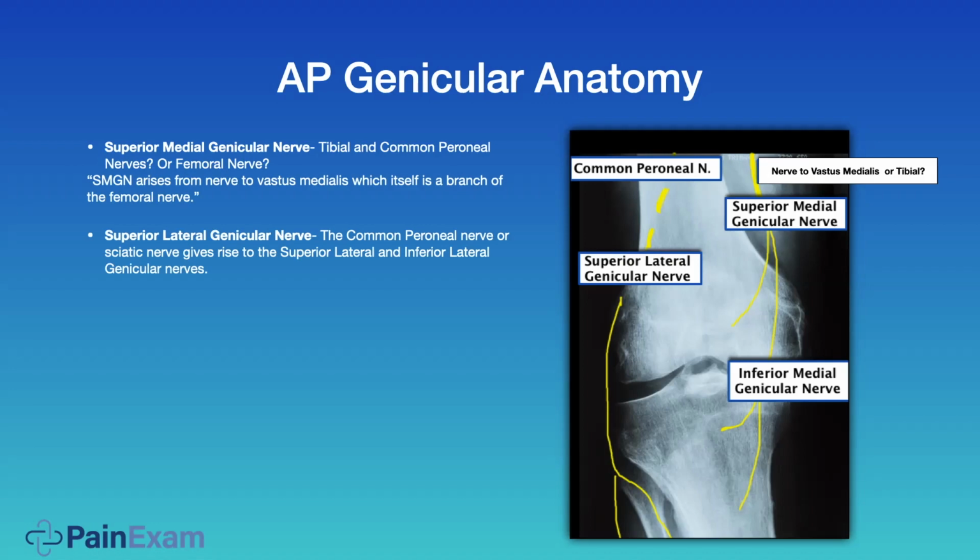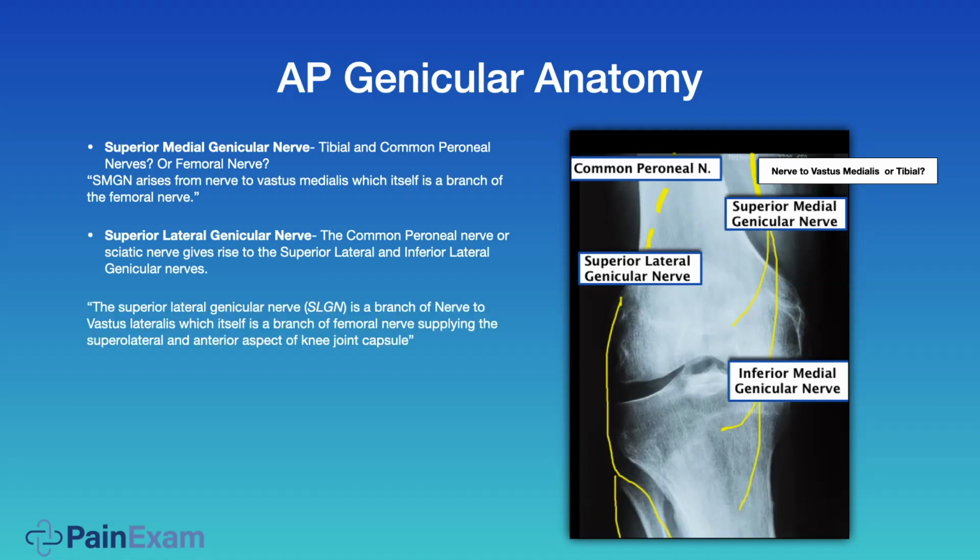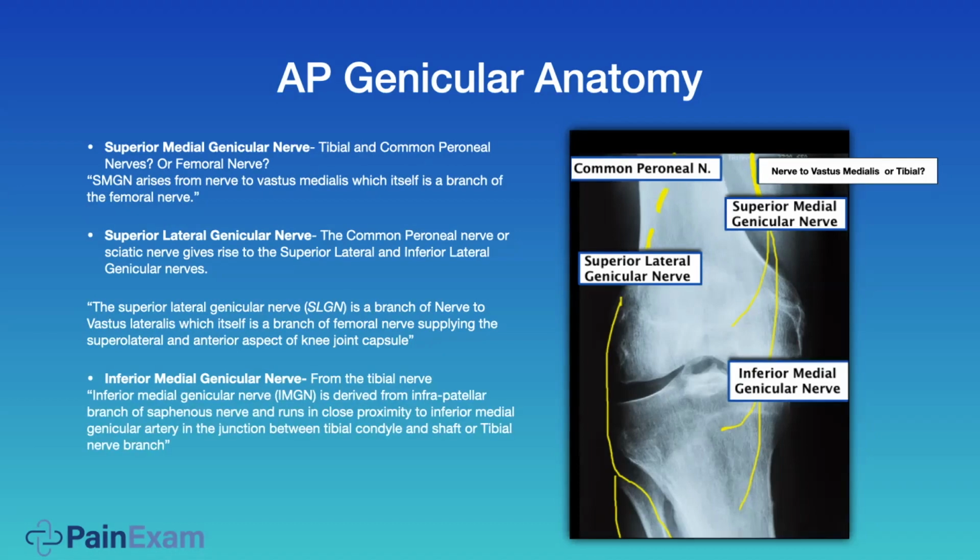The superior lateral genicular nerve is from the common peroneal nerve or sciatic nerve, and gives rise to the superior lateral and the inferior branches. Whereas another source will say it's from vastus lateralis, which is from the femoral nerve. The inferior medial genicular nerve is from the tibial nerve, but then there are other sources saying that it is derived from the infrapatellar branch of the saphenous nerve, and it runs in close proximity to the inferior medial genicular artery in the junction between the tibial condyle and shaft, or the tibial nerve itself.